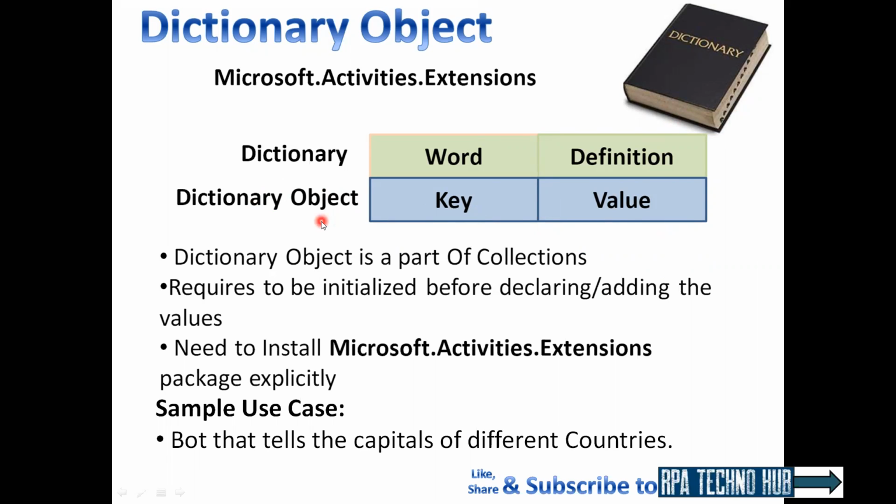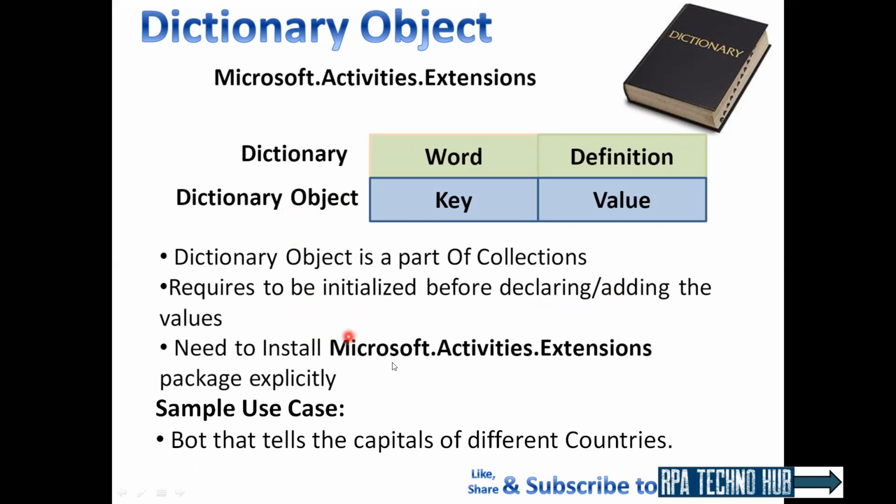So using dictionary object, we can find the value of any particular key, and just that that key is required to be present in the dictionary object. Dictionary object is a part of collections. It requires to be initialized before declaring or adding the values to it. So as the name says, dictionary object is an object. So we need to initialize, that means we need to create an object over dictionary class to be able to use its methods. In UiPath, we'll be using activities of the dictionary object.